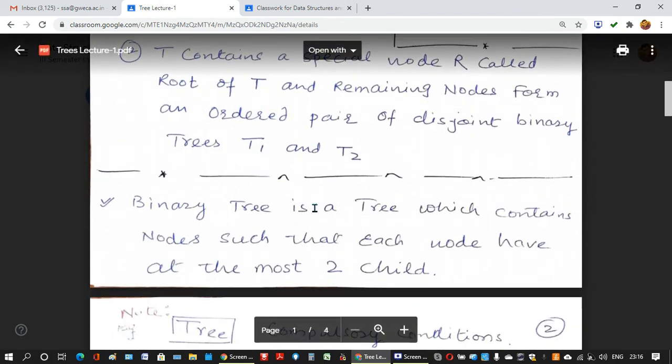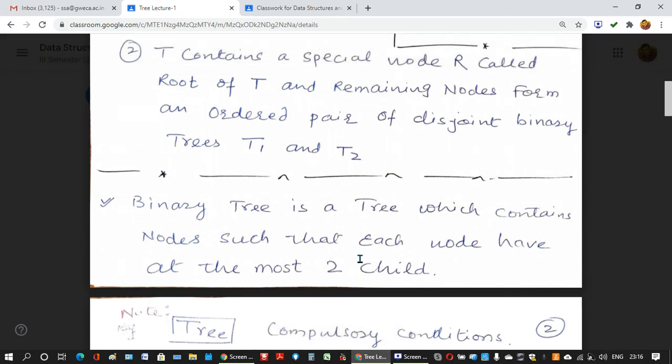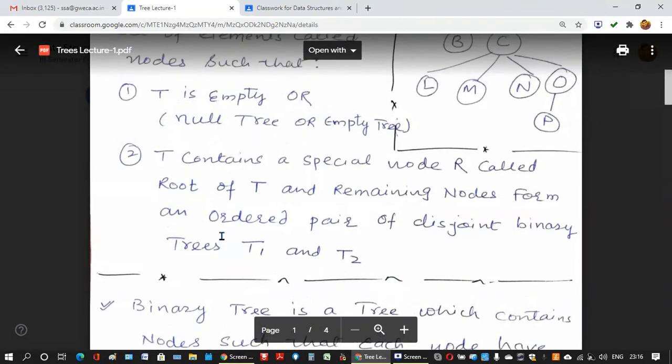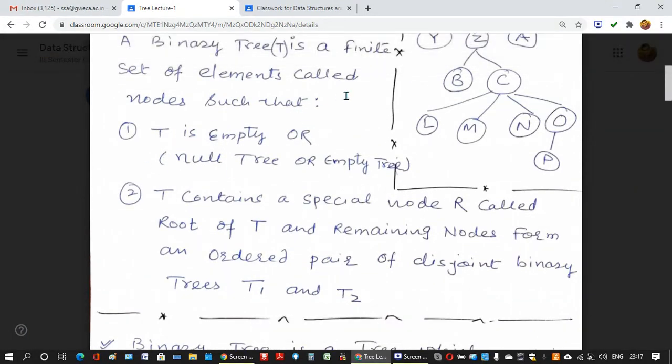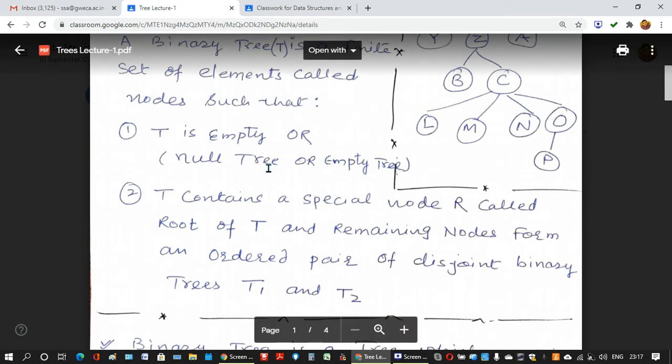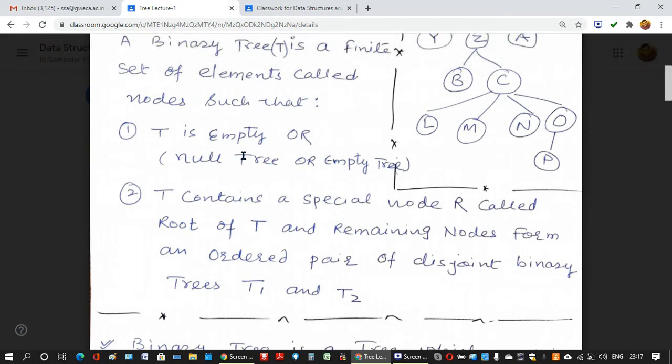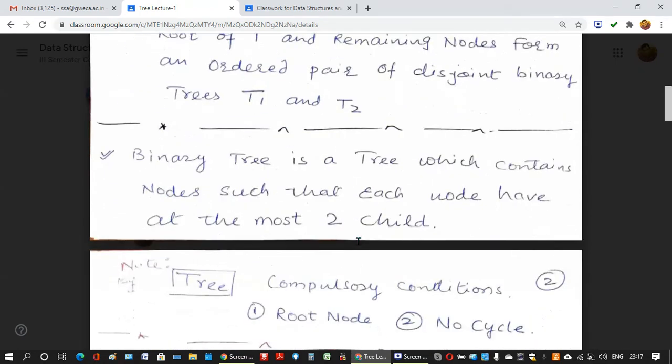So a simple definition: a binary tree is a tree which contains nodes such that each node has at most two children. Otherwise, it can be put like this: a binary tree is a finite set of elements called nodes such that T is either empty, or T contains a special node R and has two disjoint ordered binary trees called T1 and T2, the left subtree and right subtree.